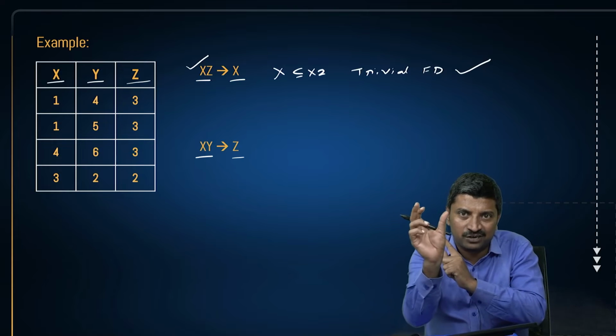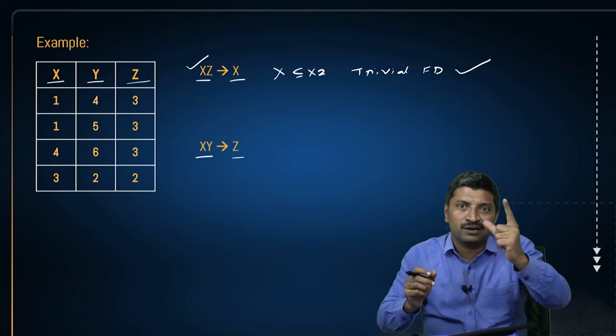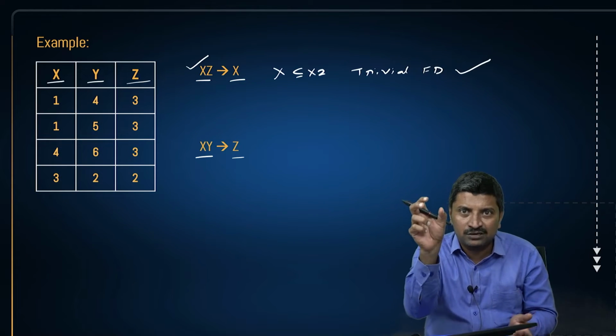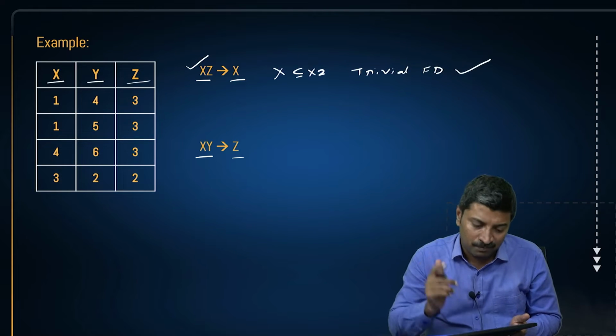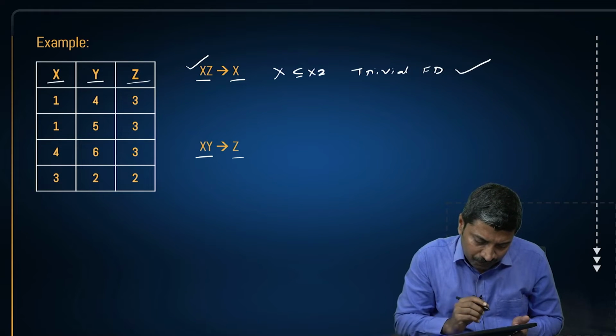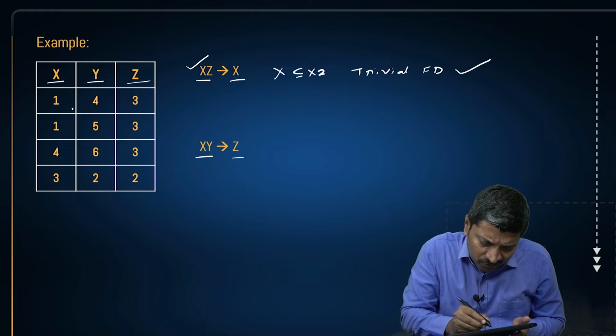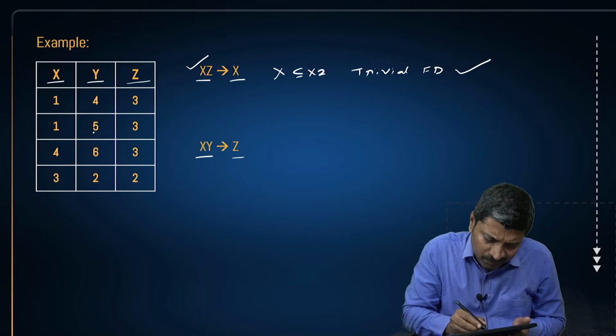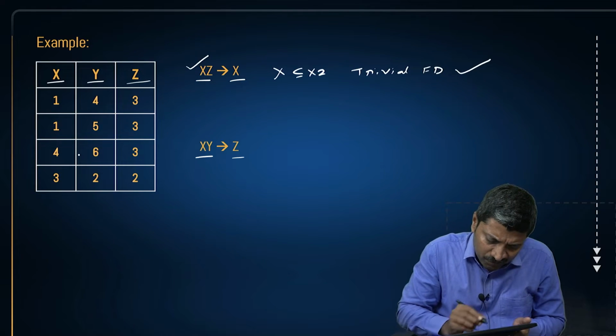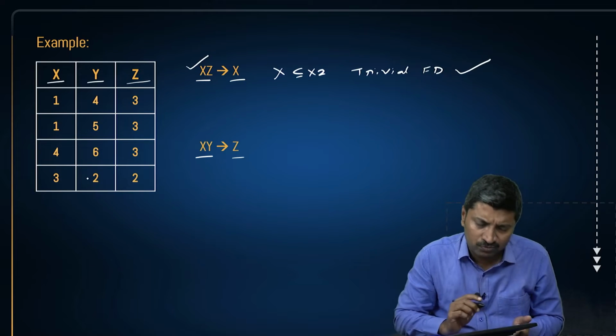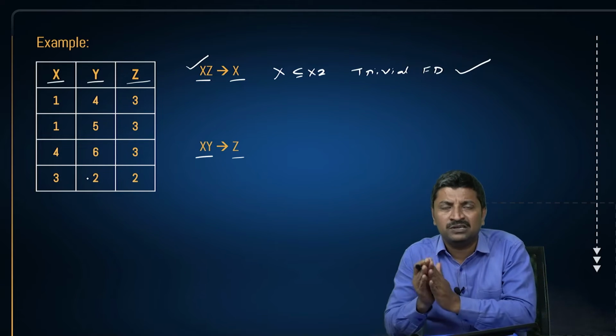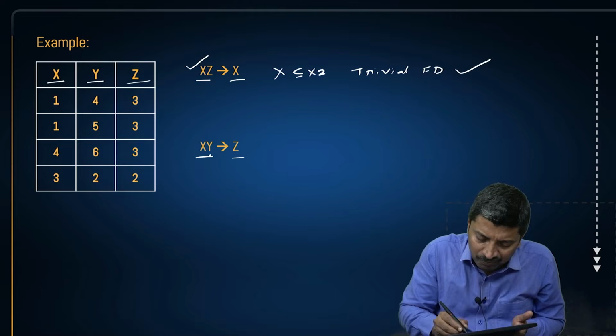Consider them as ordered pairs. Verify whether there are any two tuples in these where the ordered pairs are equal. Now come to xy. The first pair is 1, 4, the second pair is 1, 5, the third pair is 4, 6, the fourth pair is 3, 2. That means there are no two tuples which have the same values for xy.